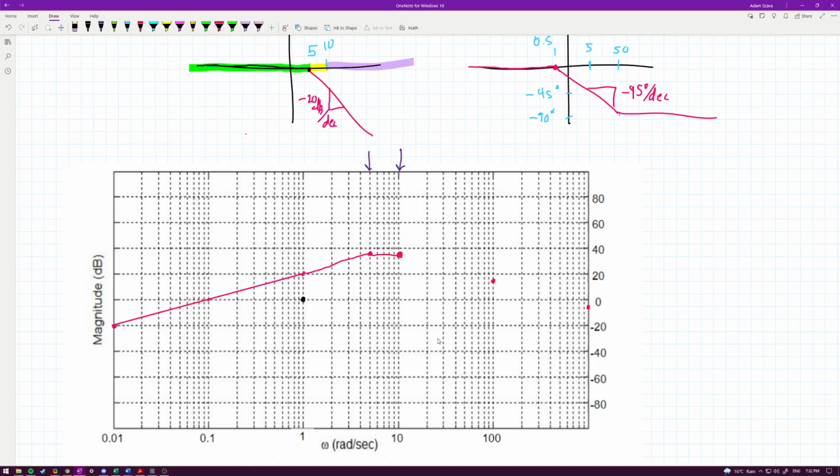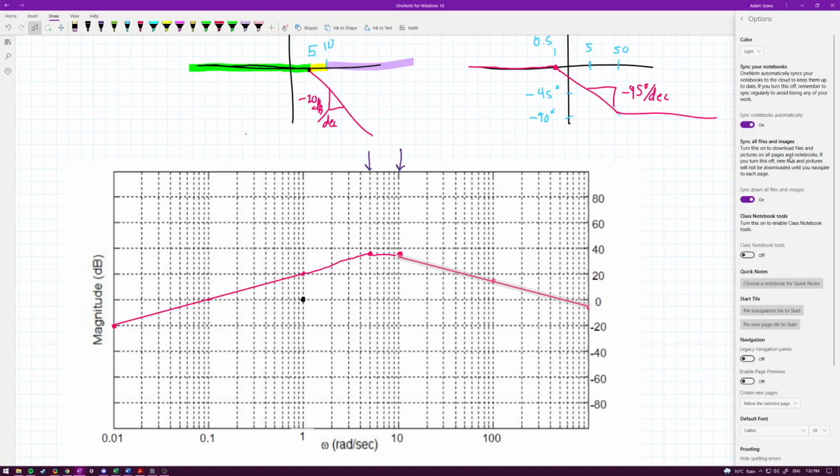I'll just use the line tool. The line tool is really weird in OneNote. That's why I don't use it that often, because see how it sticks to a grid? Can I turn that off, actually? Options.